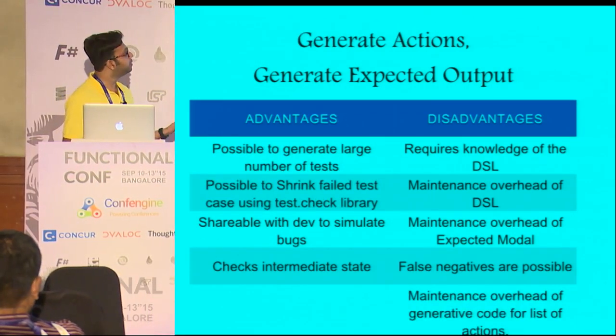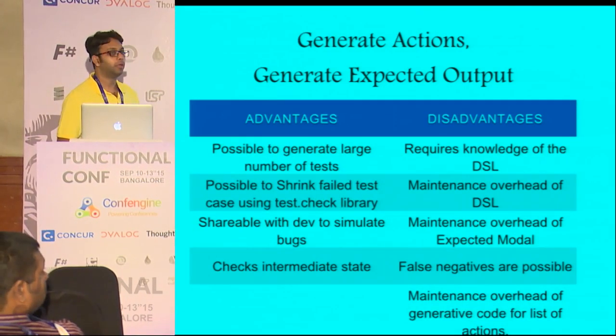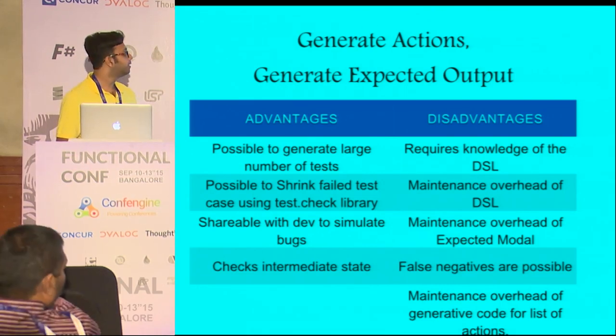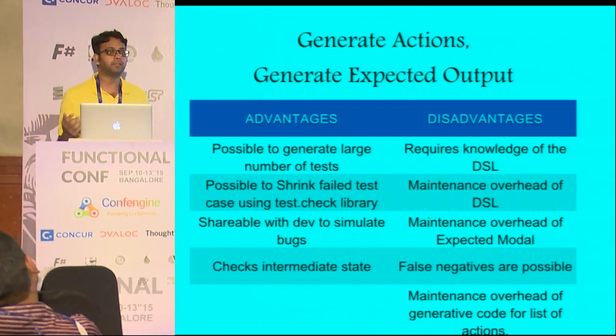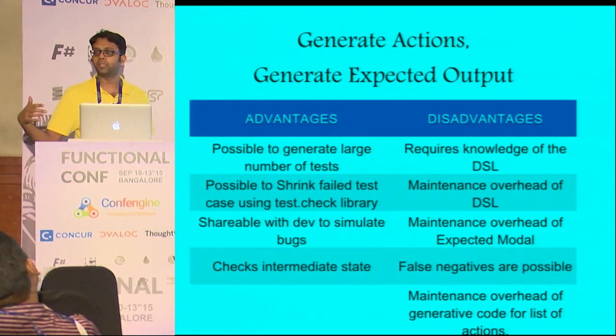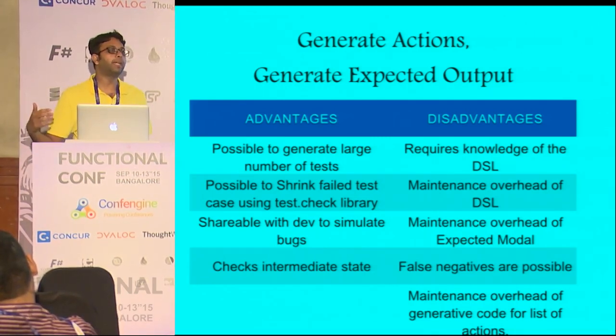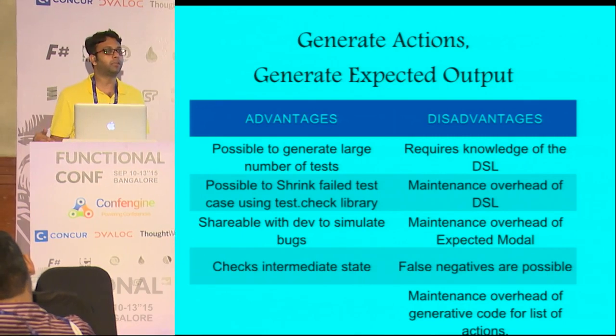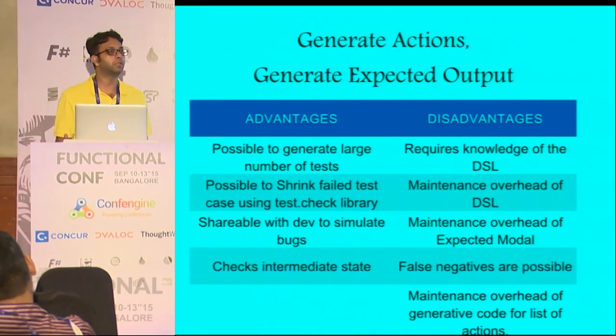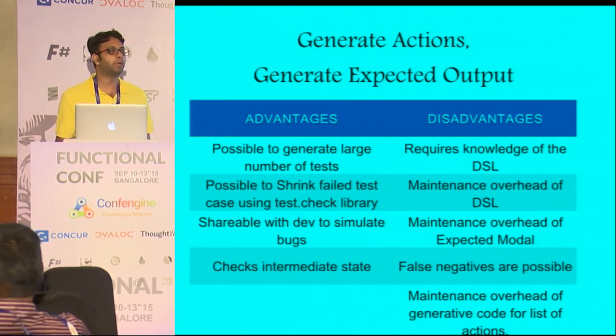And then there are generated actions and generated expected output. One of the great advantages of this is you can generate a large number of tests and a large number of combinations. One possibility you can run into is that if I generate, say, a 100-action test case and it fails, I don't know what exactly failed. What was the failure? Do I really need 100 actions to do this? Or is there a smaller shrunk case which will still simulate this bug?